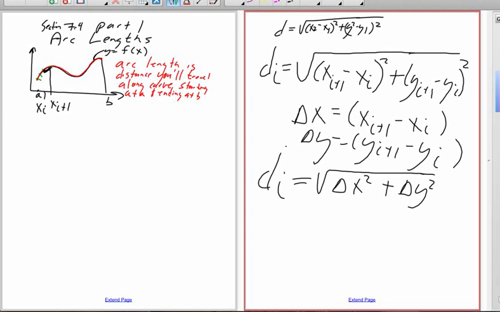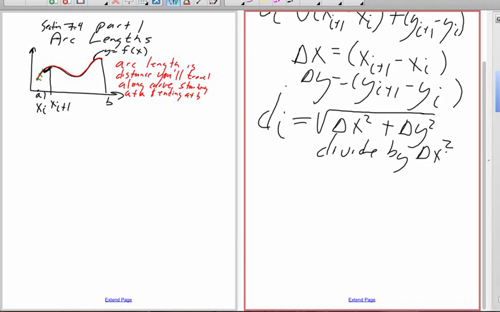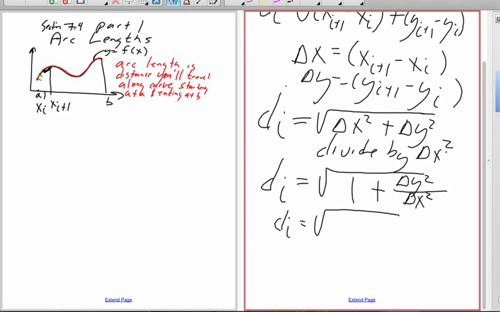So what I want to do then is I'm going to divide both of these by delta x squared. And you'll see why here in just a bit. The reason we do this is it gives us something in a form that's going to be nice. So delta x squared divided by delta x squared gives me 1 plus delta y squared over delta x squared, or square root of 1 plus delta y over delta x squared.